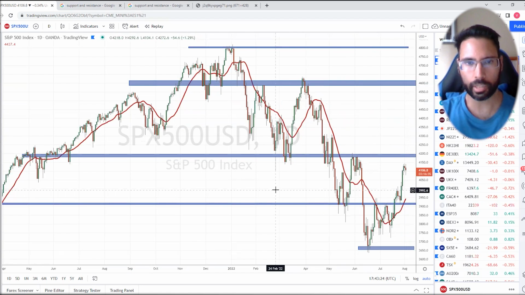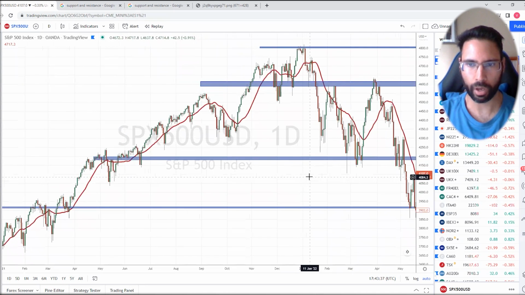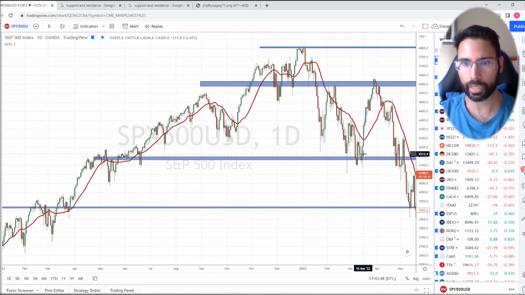And then finally, the most important thing about support and resistance levels is that when they are broken, they become the opposite. So here's a really good example of price action on the S&P 500. This 4,200 level has been support, and you can see these major candlestick patterns going back to March of 2022, where buyers were stepping in, taking us up to resistance at 4,600. The sellers then stepped in, taking us back down to support at 4,200.